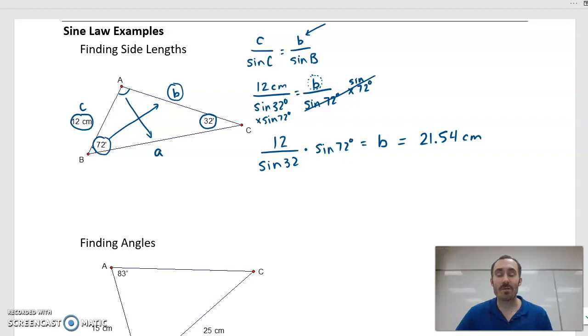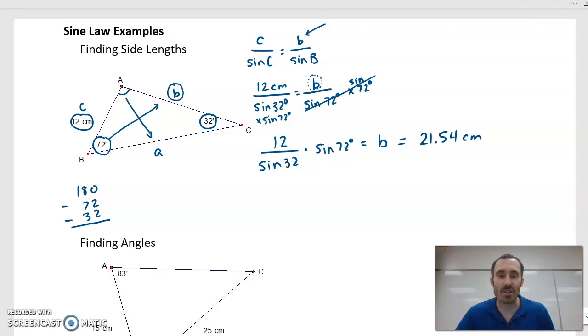Now, we also can figure out what angle A and side A are. Let me just point this out. We know two angles. Do you remember what the three angles in a triangle have to add up to? It's 180 degrees, right? So in order to figure out what angle A is, we just need to go 180 minus 72 degrees minus 32 degrees. And that will give us what we're missing. But we're going to get into that a little bit later. I just wanted to show you, first of all, how to solve for a missing side.